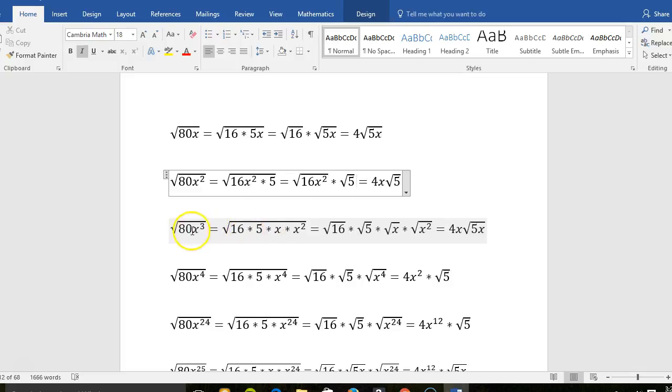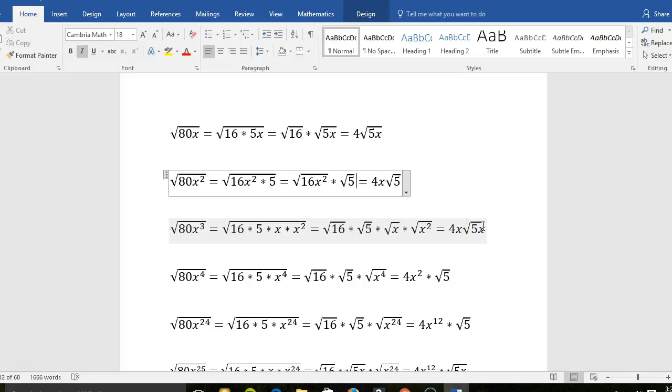Again, you want to break off x cubed as x squared, or as x times x squared, I mean. So you got 16 times 5 times x squared, and you can break this all up like this. Now, radical 16 is 4. Radical x squared is x itself. And so we get 4x. Now, this radical 5 times radical x, it comes back together as radical 5x.